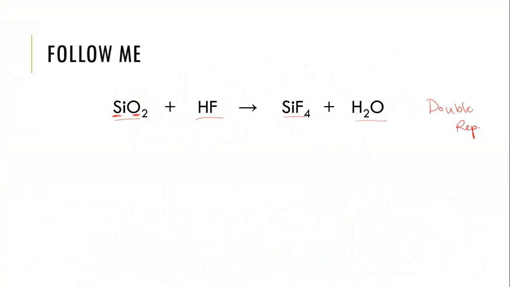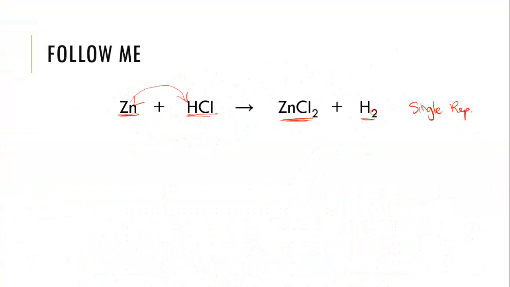On this one, the Si is going with the F. So the Si and the H are switching out. And you could also think of it as the O and the H are switching, or the O and the F are switching out. So it's a double switch. This is just a single switch.